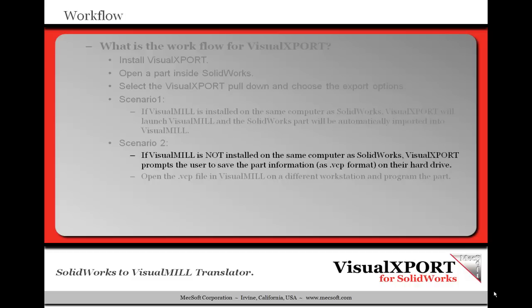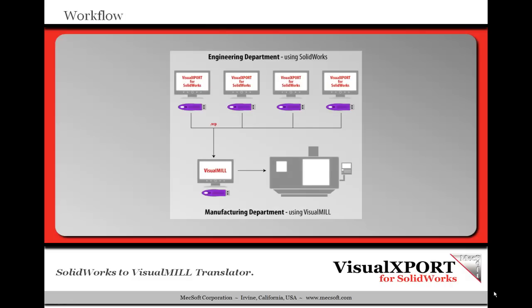Scenario number 2, which is probably a little more likely, is if you do not have VisualMill installed on the same computer as SolidWorks, VisualXPORT will prompt the user to save the part information in a .vcp format on their hard drive, and then you should share that part on the network. You can open the VCP file in VisualMill on a different workstation and program the part. And here's a graphic presentation of how this workflow is set up.